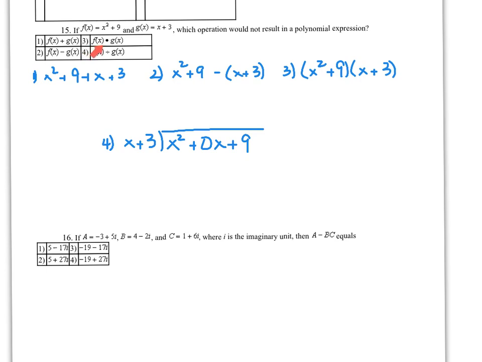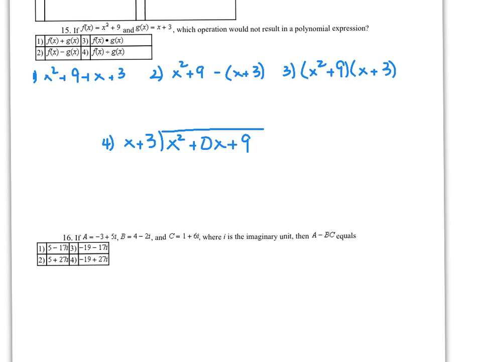Okay, then choice 3 said multiply f of x and g of x, so I just wrote them as two separate things, each in its own set of parentheses. And here it says f of x divided by g of x. So I took the f of x and I divided it by g of x. Now notice I put a 0x here, because remember when we do long division, if we're missing a value, we just write 0. In this case, x is what we're missing.